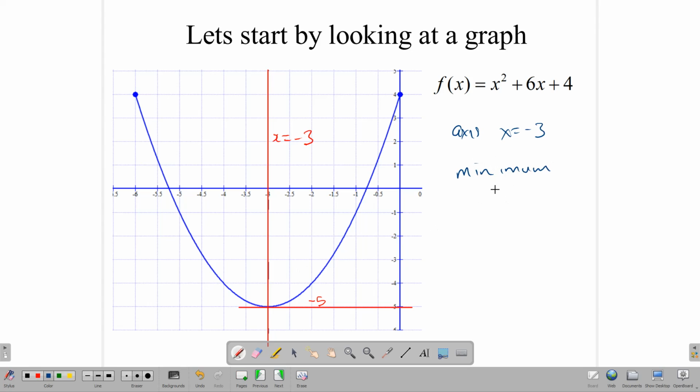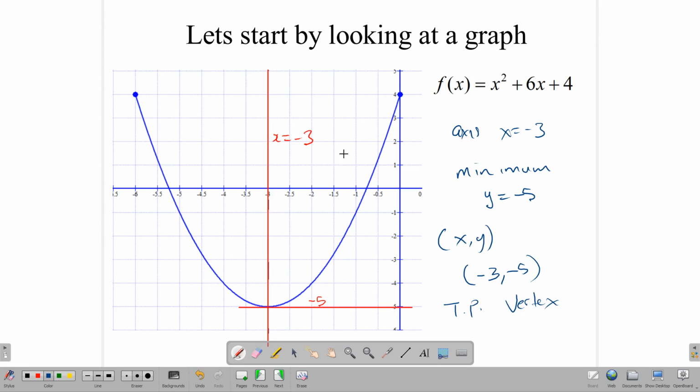And we can write down our minimum. Sometimes the graph will have a maximum. In this case, it's a minimum, y equal -5. We can use these two numbers together to write down, in the form x comma y, the coordinates of the turning point, which would be -3, -5. This is the turning point or the vertex. This is very important work when you're looking at quadratic functions and functions in general.